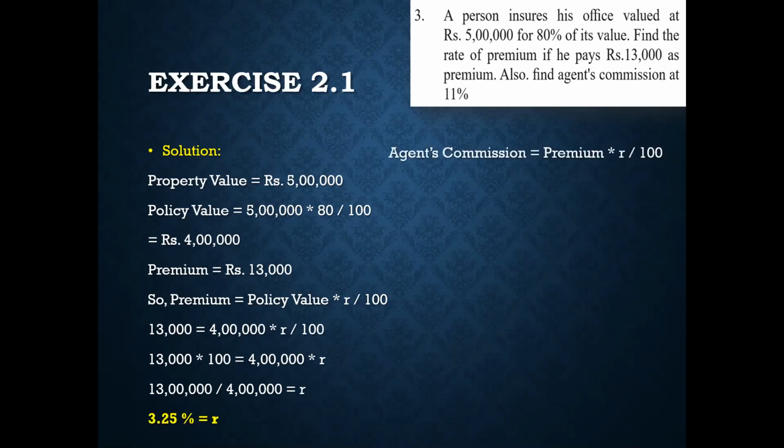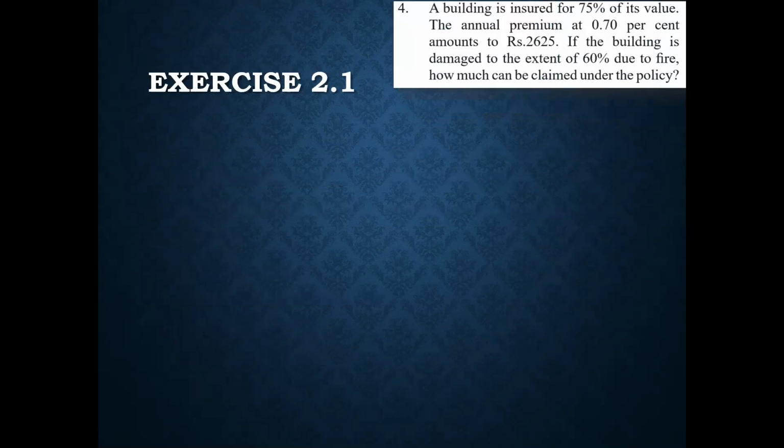Now we'll calculate the agent's commission by using the formula premium into R upon 100, which is 13,000 into 11 upon 100, which gives me 1,430. So I hope the third sum is also clear to you all as well. Moving on to the fourth sum.